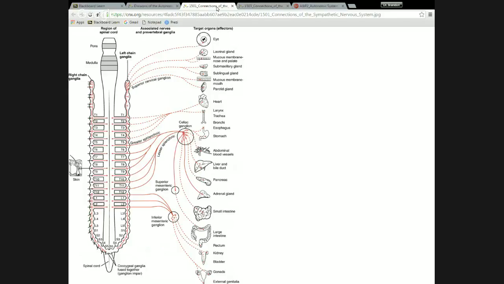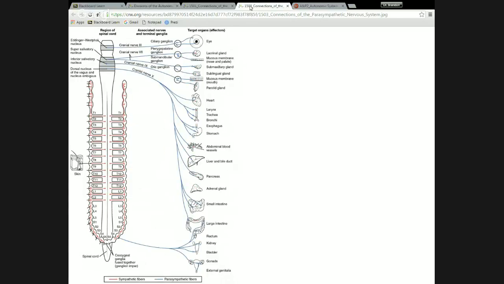Okay. This picture shows us the sympathetic division. Everything originates out of the thoracic and upper lumbar spinal cord. The ganglia are either in this chain here or one of these ganglia here. The other picture is the parasympathetic side. So the neuron that initiates the signal is coming out of the brainstem or the sacral spinal cord.